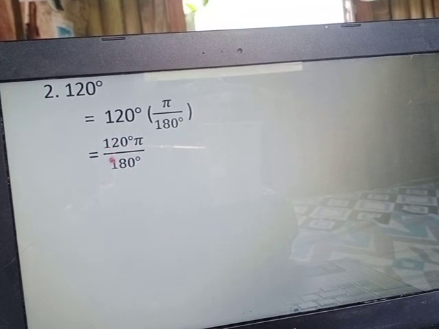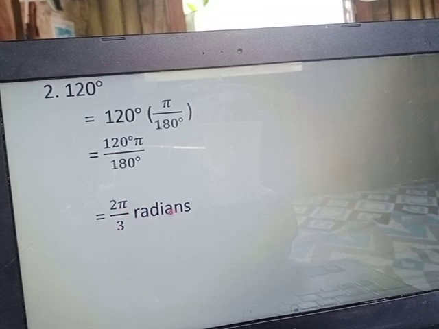What number can we divide 120 and 180 by? The answer will be 60. So 120 divided by 60 is 2, and 180 divided by 60 is 3. Then cancel the degrees here. The result will be 2 pi over 3 radians.